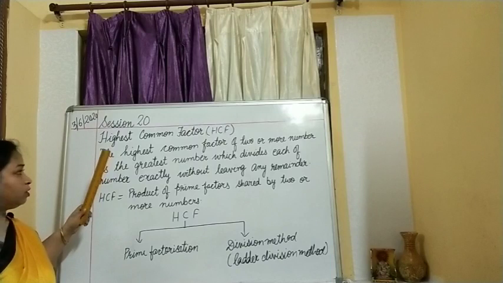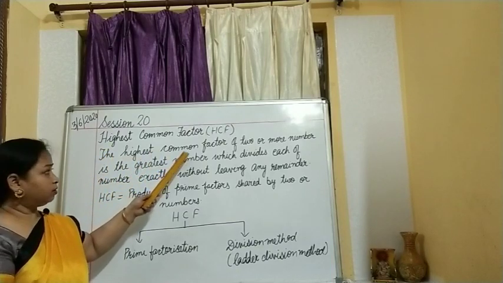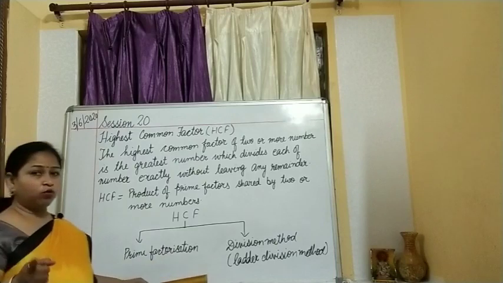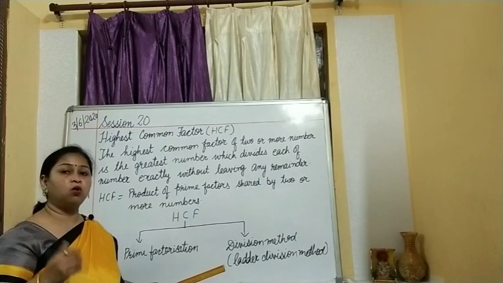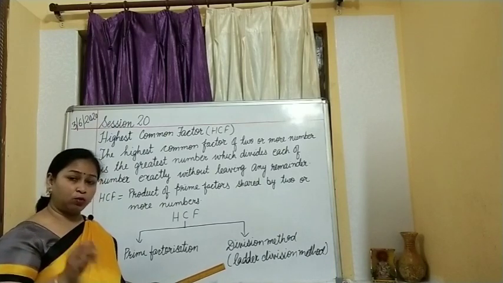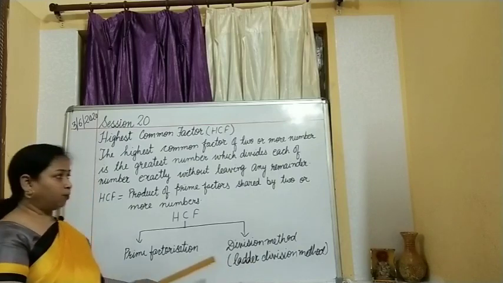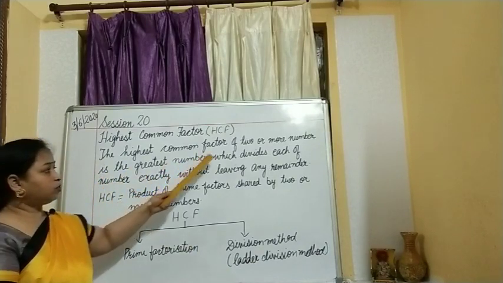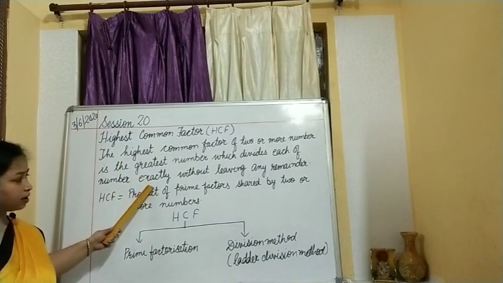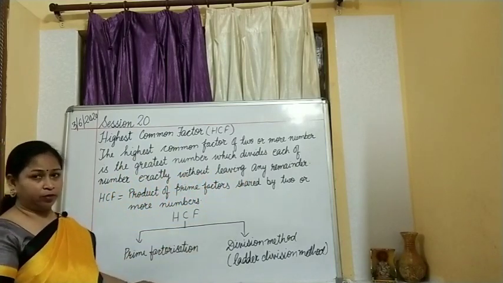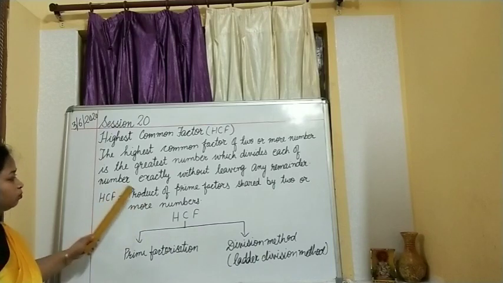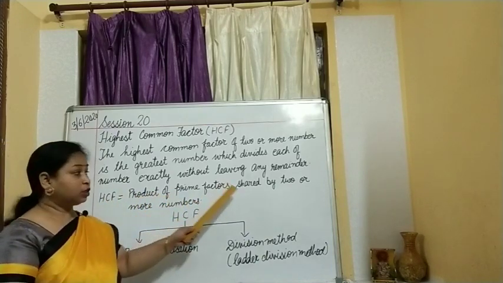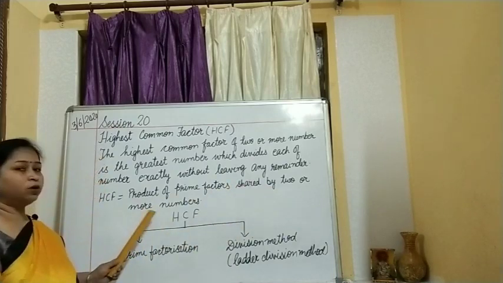Okay, now the highest common factor of 2 or more numbers. Till now you are finding out the prime factorization for one number. Now here you will be getting 2 or more numbers to find out the HCF. What is the highest common factor of both the numbers? It is the greatest number which divides each of the numbers exactly without leaving any remainder. While we will be doing the exercise, it will be more clear. Okay, so what is HCF? It is the product of prime factors shared by 2 or more numbers.